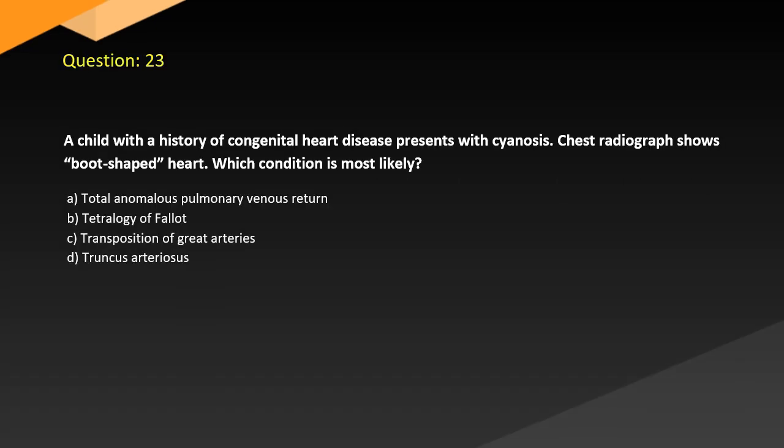Question 23. A child with a history of congenital heart disease presents with cyanosis. Chest radiograph shows a boot-shaped heart. Which condition is most likely? A. Total anomalous pulmonary venous return. B. Tetralogy of Fallot. C. Transposition of great arteries. D. Truncus arteriosus.